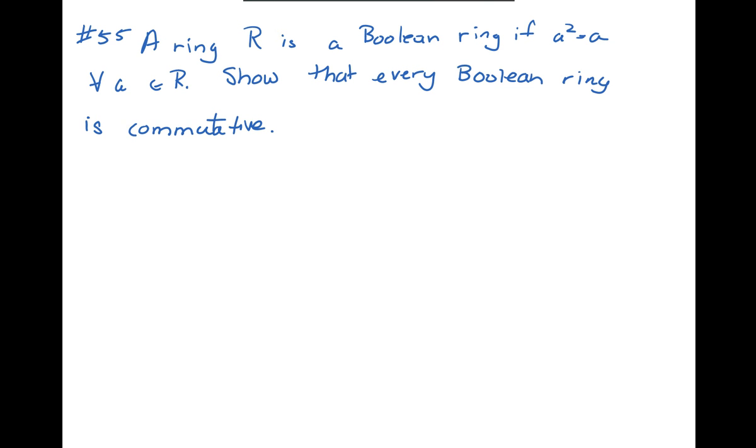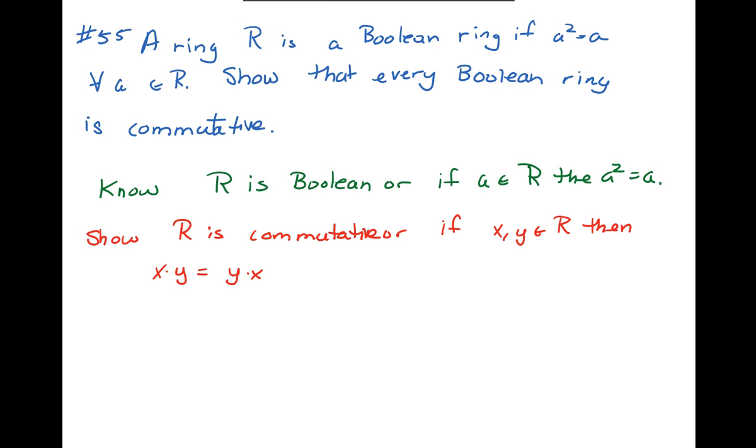The Boolean ring problem, number 55, asks you to prove that any Boolean ring, which is a ring comprised entirely of idempotent elements, is commutative. So we know that R is Boolean, that is, if any a belongs to the ring, then a squared is equal to a. We need to show that R is commutative, or if we expand that out, we want something we can get our hands to work with.